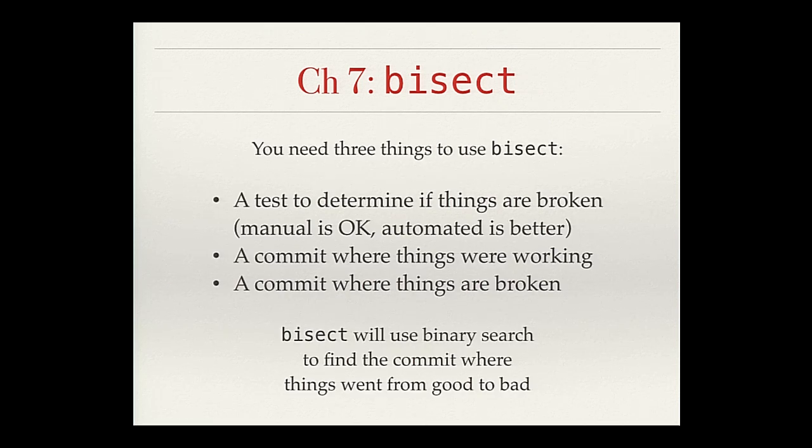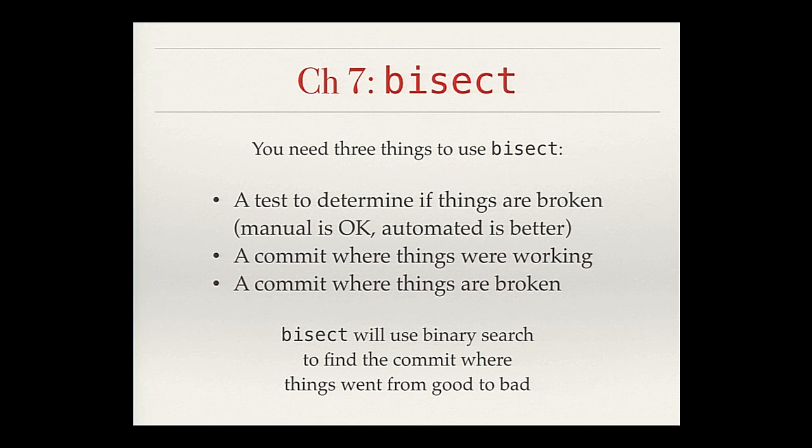You need a test to determine if it's broken or not. You need a commit where things were working in the past, and you need a commit where things are broken, which is usually going to be the tip of master if you discover suddenly, oh, this has been broken and we don't know how long. So what bisect will do is it'll actually use binary search to search back through time and find the commit where things went from good to bad, and it'll do that very efficiently.